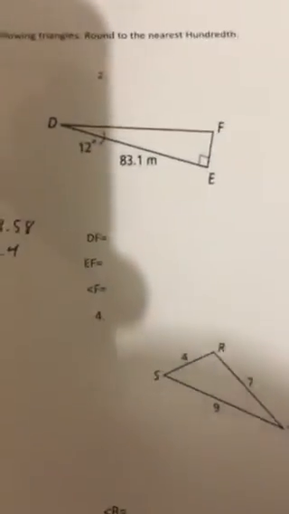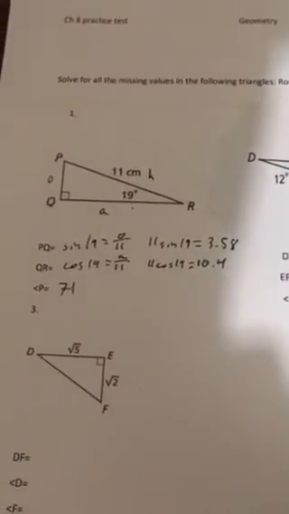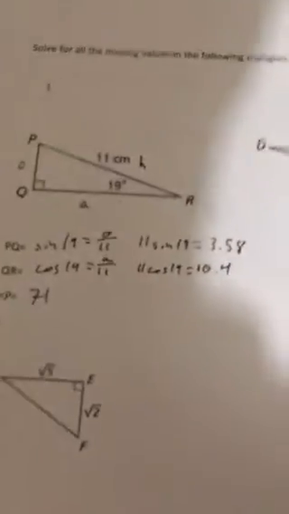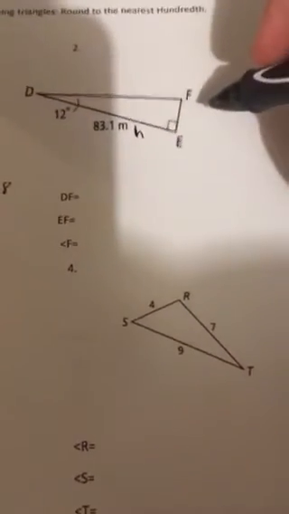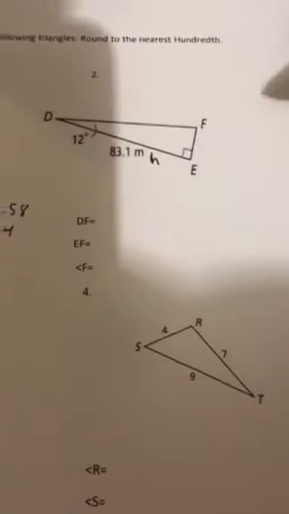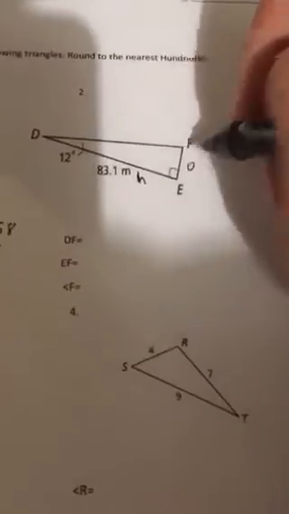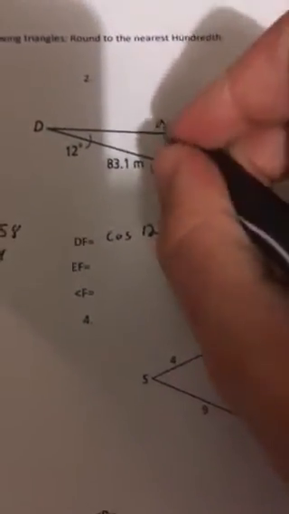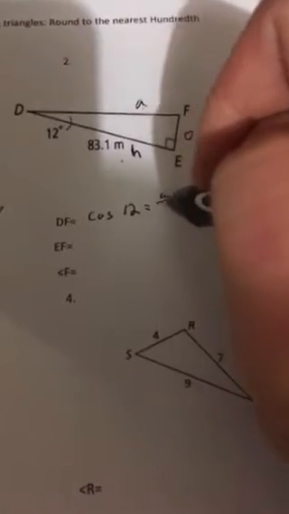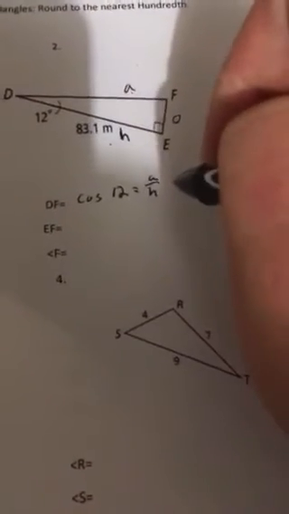Okay, so let's move on to problem number 2. So that was 71 degrees. There's all your answers for you to look at: 3.58, 10.4, and 71. Let's move on to number 2, okay? It gave me my hypotenuse again, and we're finding my other two. If I want to find EF, that's my opposite, and DF is my adjacent.